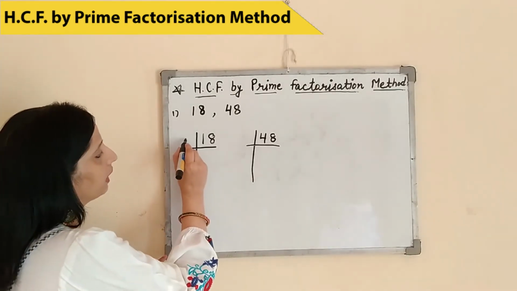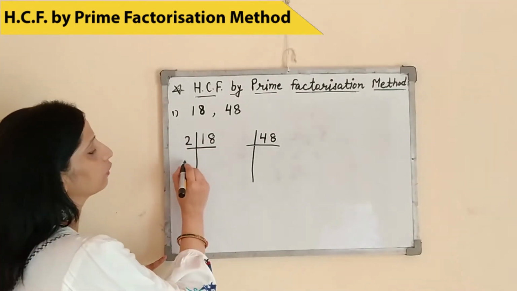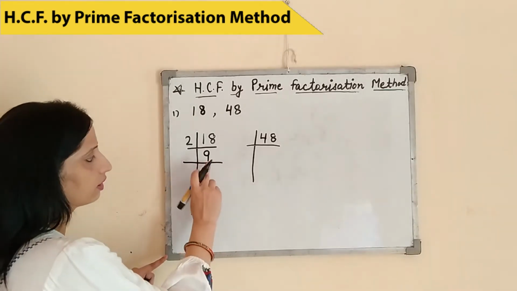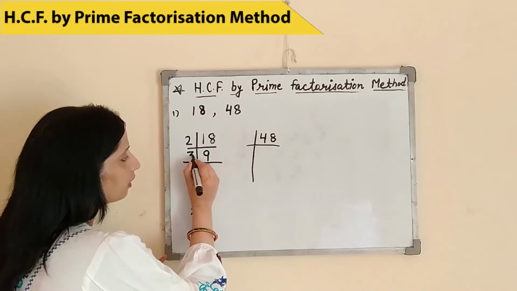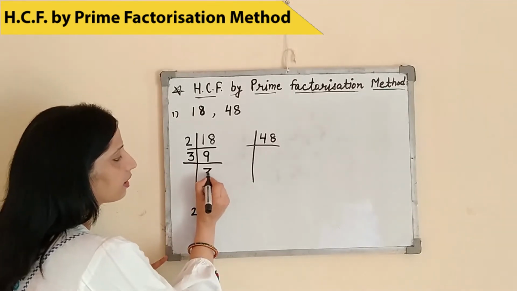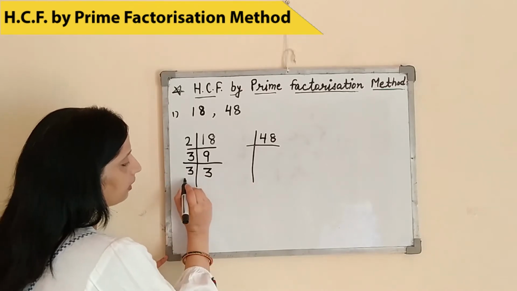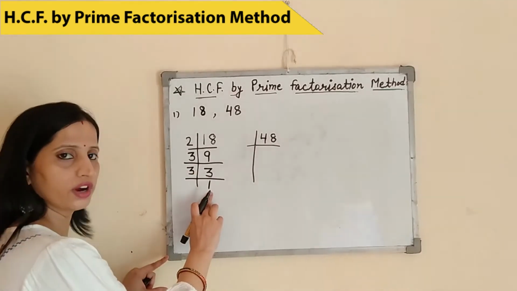So let's divide it by 2. So 2 and 18. What will come? 2 9s are 18. Okay. Now 9, it will be divisible by 3. 3 3s are 9. Then again by 3. So we will divide till we get 1 here.